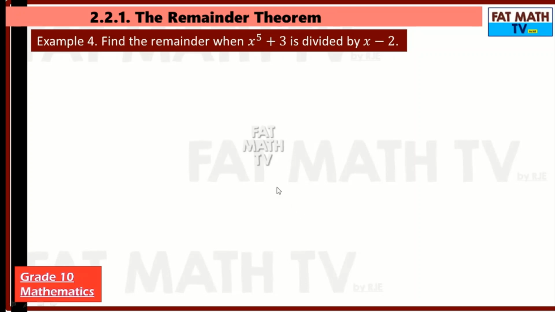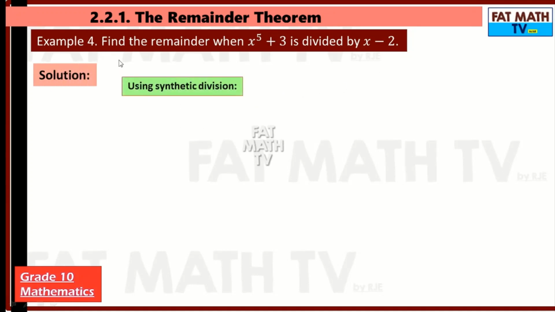Next, example number 4. Find the remainder when x raised to 5 plus 3 is divided by x minus 2. If this is the question, you have the option to use long division, synthetic division, or the remainder theorem, whichever is the most comfortable for you. But for polynomials with high powers of x, I suggest that you use the remainder theorem, especially if there are other powers of x that are not in the dividend. Okay, so our a here is positive 2.